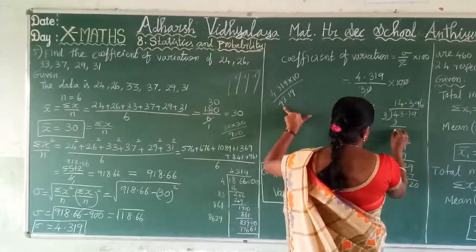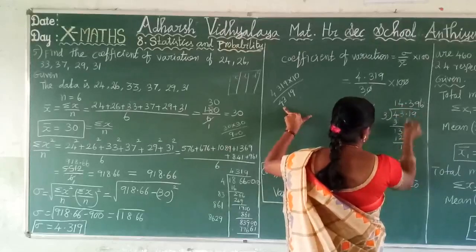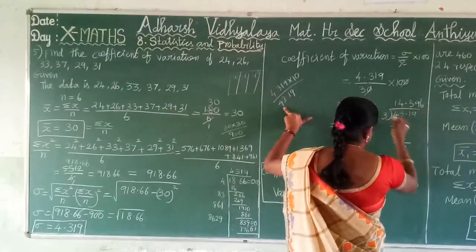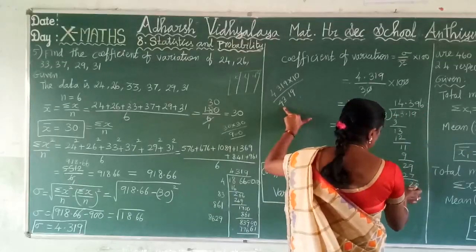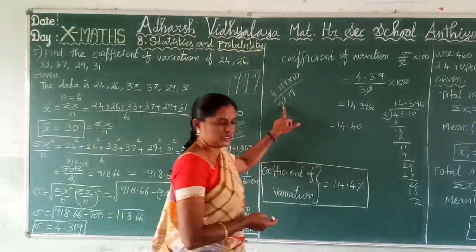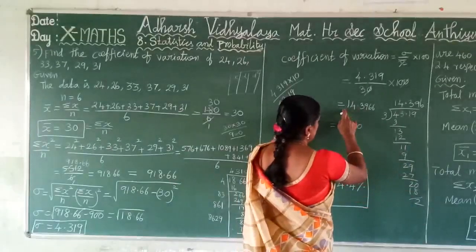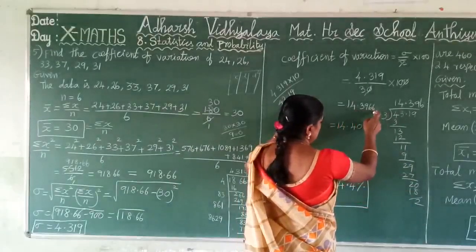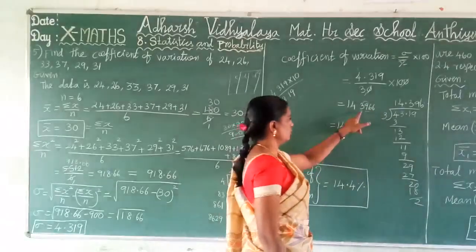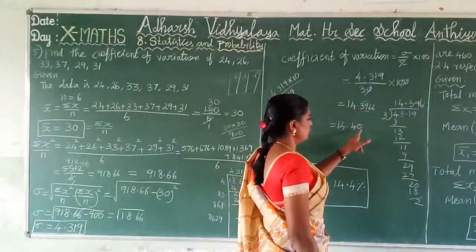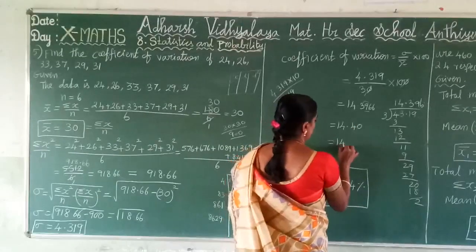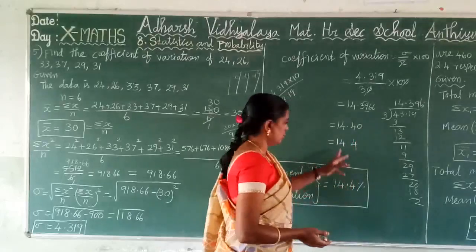1 3 is 3, remainder 1, 13, 4 3s are 12, remainder 1, and bring down 1, 11, 3 3s are 9, remainder 2, 29, 9 3s are 27, remainder 2, 20, 6 3s are 18, remainder 2. So it is the ordinary division method. At last we get 14.3966. Isn't it? Here move 1 decimal. Above 5, so rounding we get 14.40. Is it clear? So at last we get 14.40, so no need, 14.4.